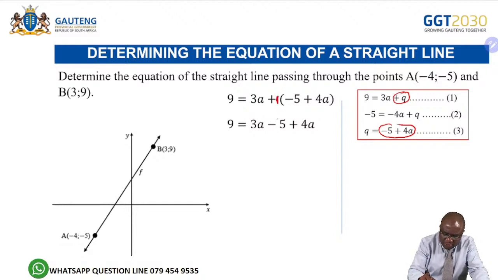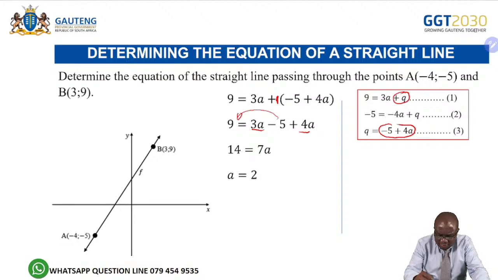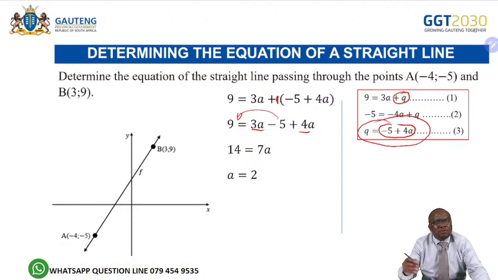Let's transpose. If you bring this one this side, it's going to be 9 plus 5, which is 14, isn't it? What is 3a plus 4a? It is 7a, isn't it? So we have 7a is equal to 14, or 14 is equal to 7a. And then we divide both sides by 7. We get that a is equal to 2. And then you can substitute a into any of these. I prefer this one because it's already saying q is equal to, but you can substitute into equation 1 or equation 2, we'll get the same answer.